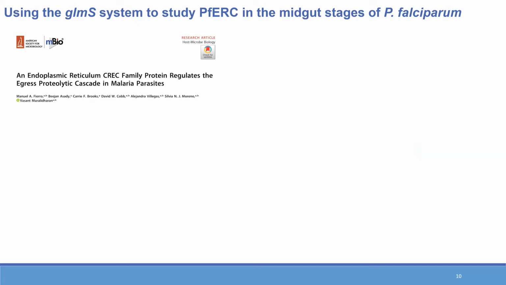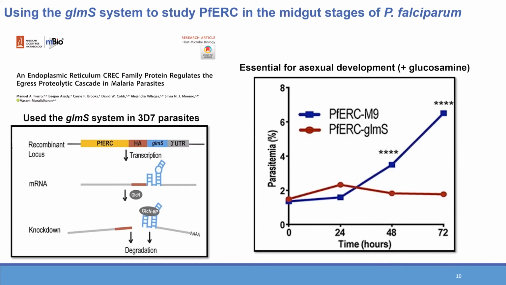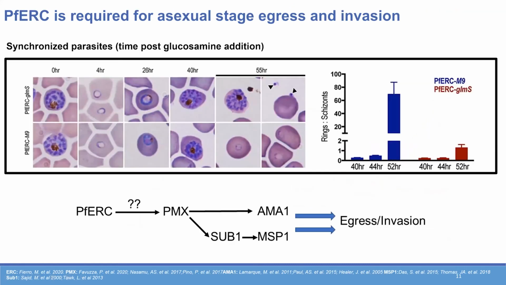So while we were working on adapting the GLMS system to the mosquito, my old lab mate from my PhD lab, Manuel Fierro, published a paper on an ER resident protein and its role in the asexual development of P. falciparum. And he used the GLMS system to demonstrate that this ER resident protein was essential for asexual growth. So this is just a figure from his paper. He has the GLMS and M9 lines. The M9 grows fine in the presence of glucosamine and the GLMS does not. And so this is published work.